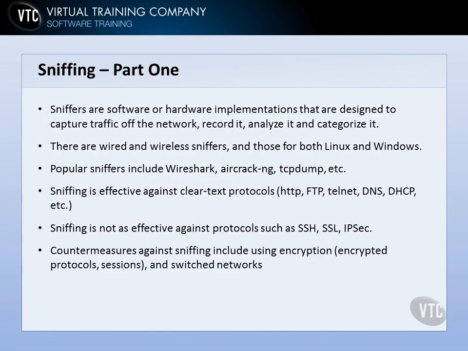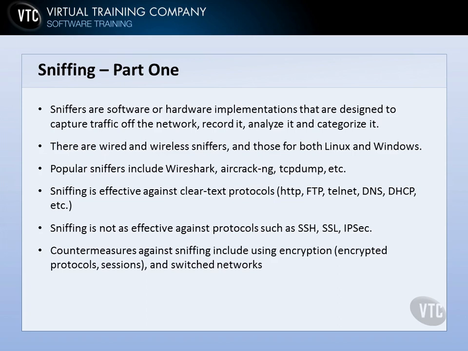Now, sniffers can be software or hardware implementations. It can be a Windows box or a Linux box or whatever, and it could have software installed on it, or it could be a specific hardware implementation, and that's all it does is sniff. These sniffers are designed to capture all the traffic off the network. They capture it, record it, analyze it, and in some cases categorize it for you. Now, there are wired and wireless sniffers, and the demo we're going to do here in a few moments is a wired sniffer. Later on in this chapter, in fact, we're going to look at wireless sniffers. And as I said, sniffers can be both for Linux and for Windows.